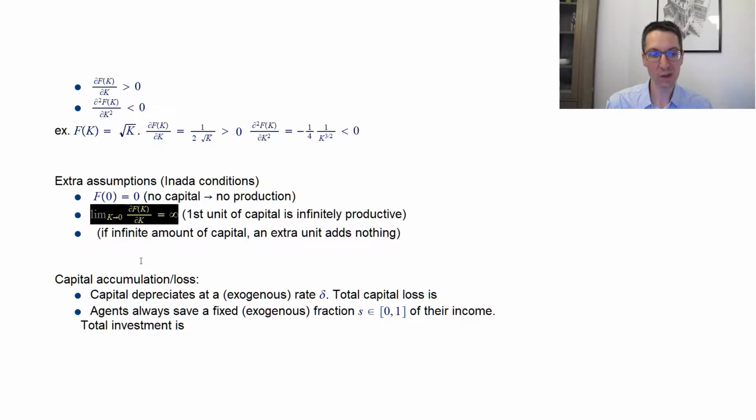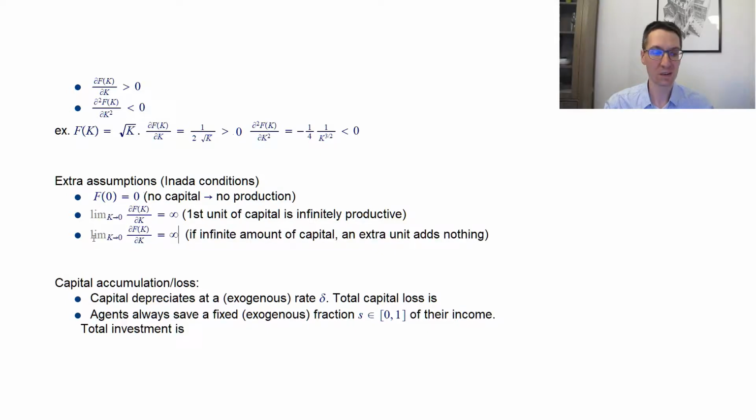And then the third one will be actually the reverse of the second one, and this one makes a lot of intuitive sense. If I have an infinite amount of capital, then one extra unit doesn't give me anything in terms of production. So the marginal productivity of capital when capital tends to infinity is 0. So I can just rewrite this the same way and replace.